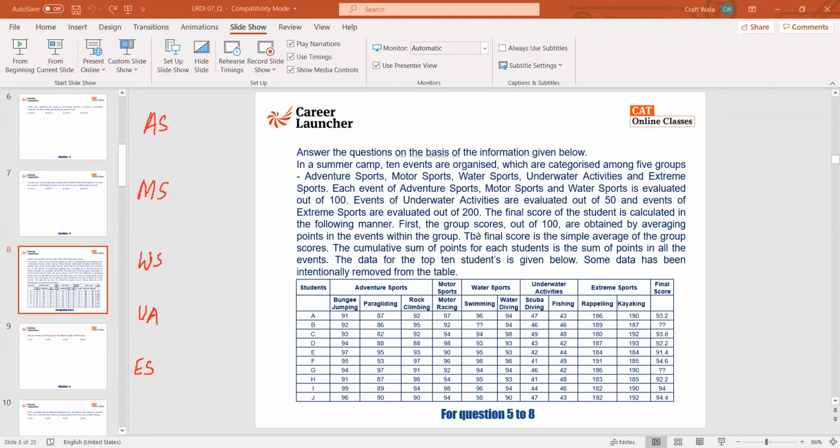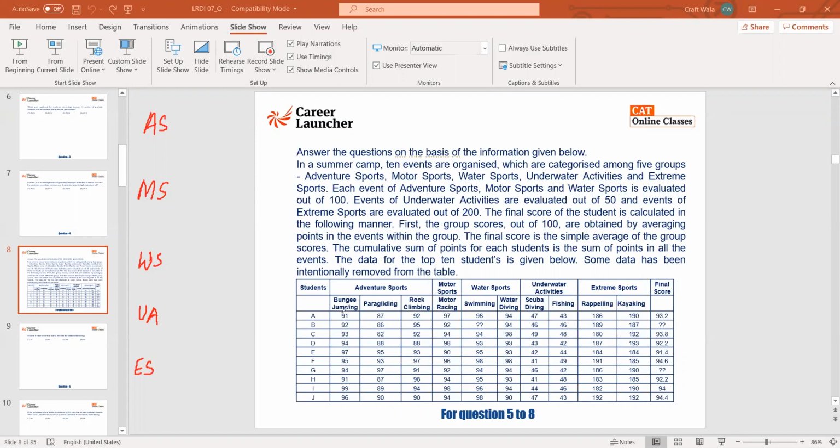Then once you have made everything out of 100, the final score is a simple average. So whatever this comes to, plus this, plus water sports, plus underwater activities, plus extreme sports, divided by 5. That is how we do it. So what is important for us here is to understand.